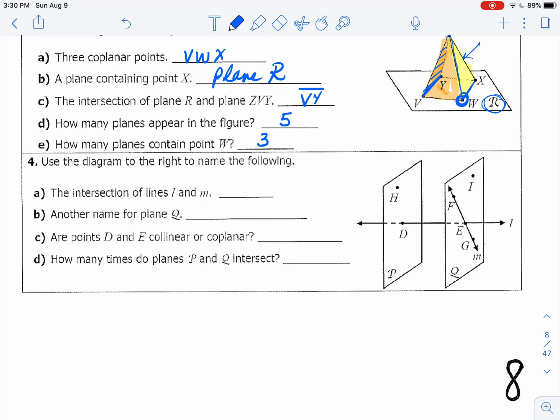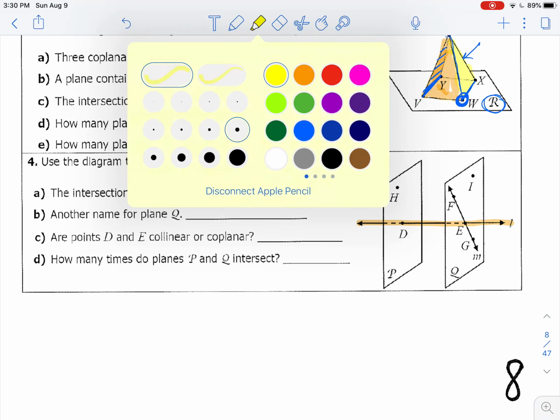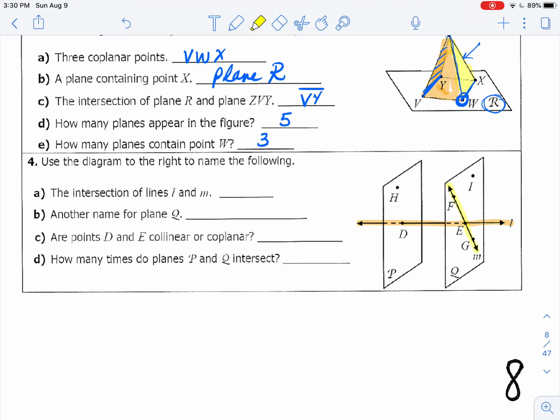All right, number 4A, the intersection of lines L and M. Okay, line L is this one, and line M is this one, and where those two intersect, that is point E. Another name for plane Q, as long as we're identifying it with 3 non-collinear points, is F, E, and I.